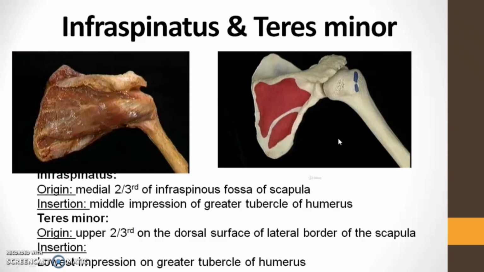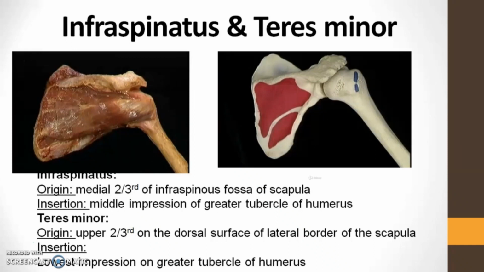So now coming to teres minor, it is again taking origin from dorsal surface of lateral border of scapula. So this is lateral border and this is medial border. Lateral border's upper two-third. So upper two-third of lateral border of dorsal surface is giving origin for teres minor, and it is getting inserted into the lowest impression on greater tubercle of humerus.